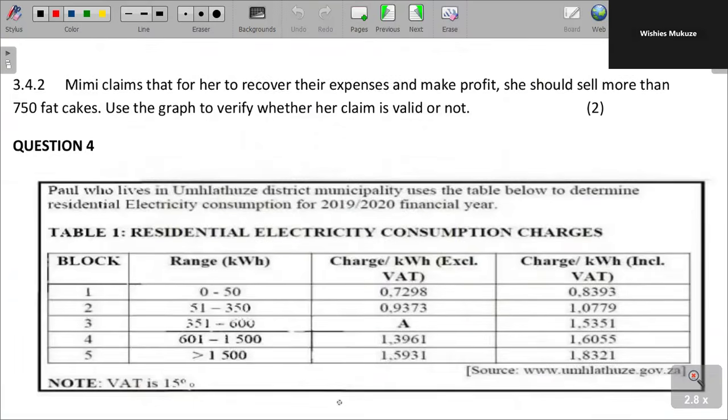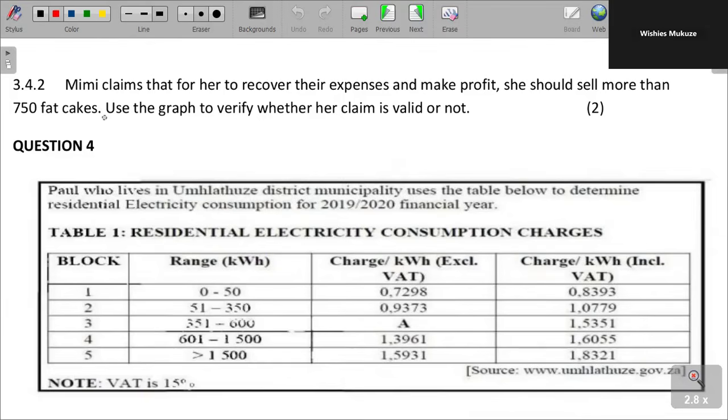So the next question is saying, Mimi claims that for her to recover her expenses and make profit, she should sell more than 750 fat cakes. Use the graph to verify whether the claim was valid. So you are supposed to go on the graph and check.